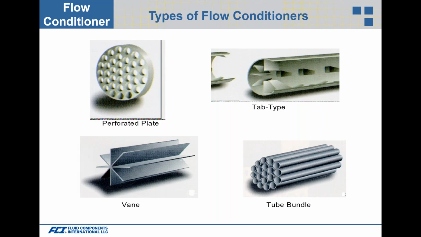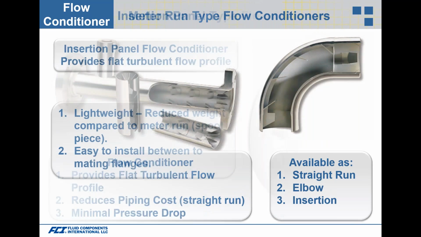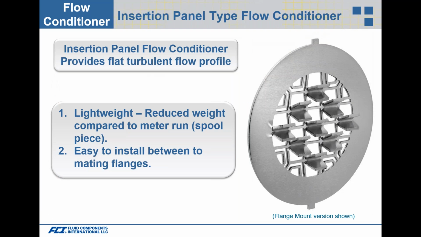And then gas flow conditioning is another option. Typically in smaller pipe diameters, 18-inch and smaller, you can use anything from a perforated plate to a tab type, to a tube bundle, to a vane. We offer an insertion panel type flow conditioner whereby we're just creating a flat turbulent flow profile.